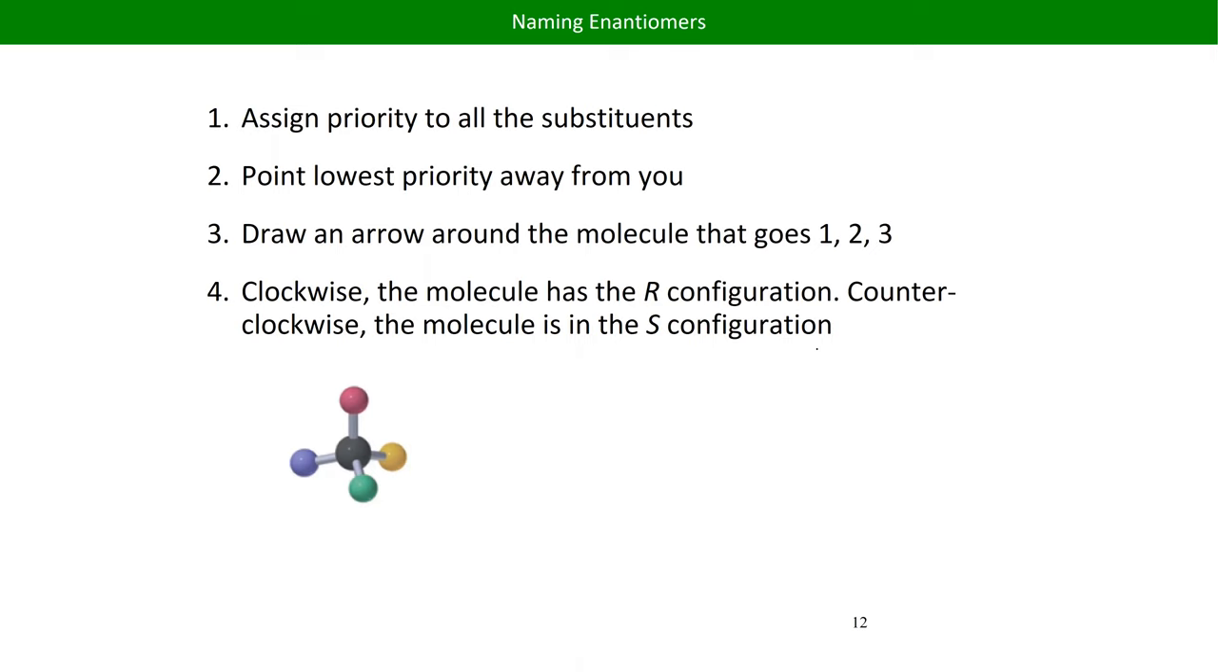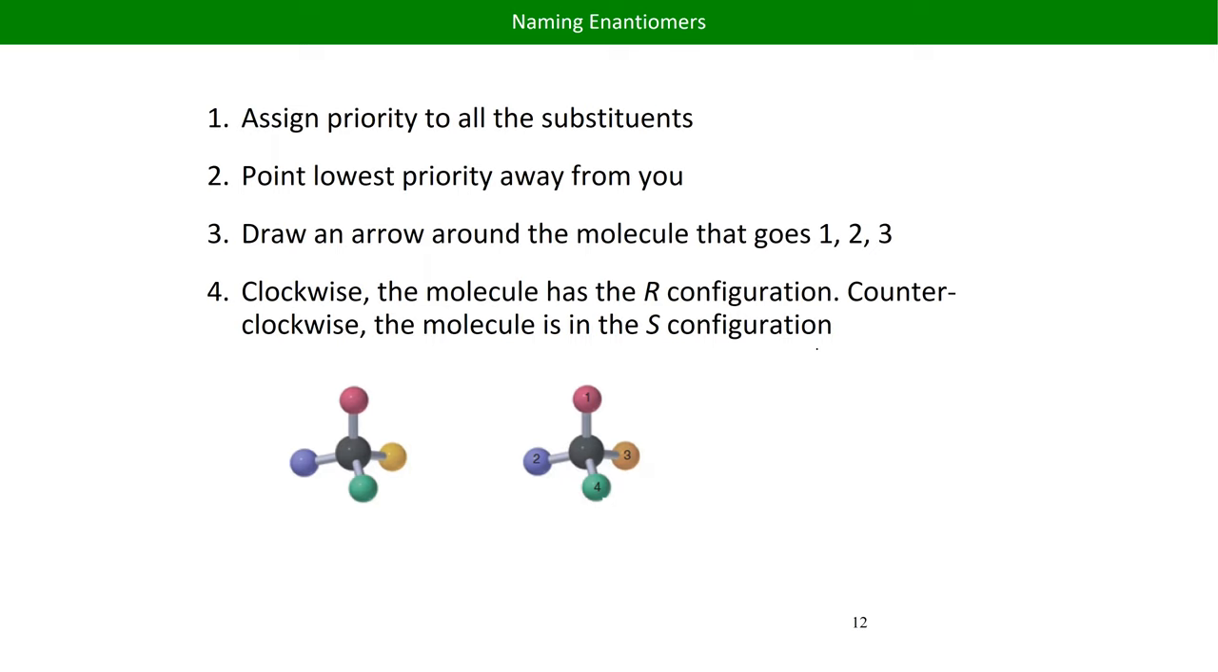All right, once you have the priority, you can redraw it, which is sometimes helpful, with just 1, 2, 3, 4 instead of the whole big substituent. So 1 is our highest priority, 4 is our lowest priority. We're just going to rotate this molecule so that 4 is pointed into the board. You just have to remember that means everything is going to move, right?